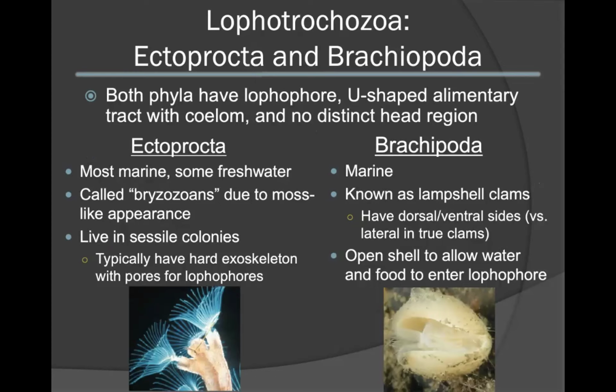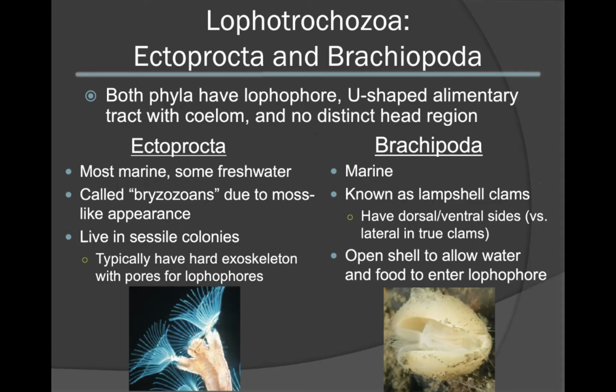The next two major groups of Lophotrochozoans are the ectoprocts and brachiopods. Both of these phyla have a lophophore present in the adult form, a U-shaped alimentary tract with a true coelom. However, they do not have a distinct head region. The ectoprocts are mostly marine, however some species are freshwater. These are also called bryozoans because they have a moss-like appearance.